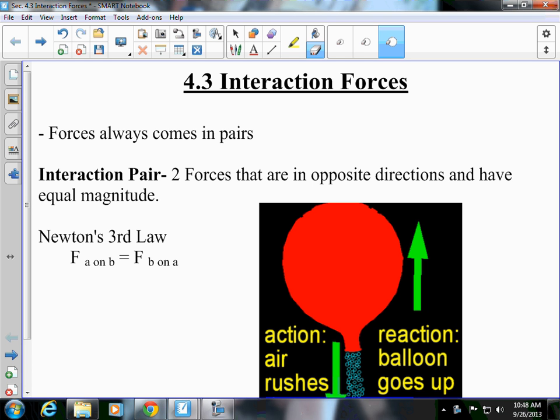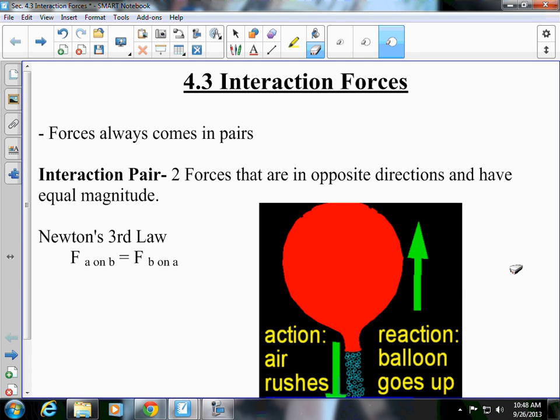So if I have gravity acting downward and I'm standing on a floor and I'm not sinking, that means the floor is pushing back up on me at an equal force. If it wasn't, I would be sinking into the floor. So interaction force is two forces that are in opposite directions and have equal magnitude.